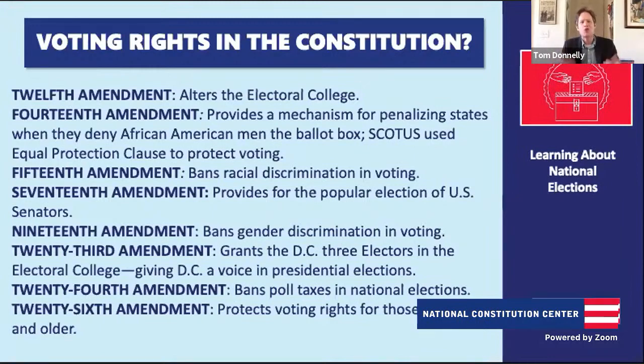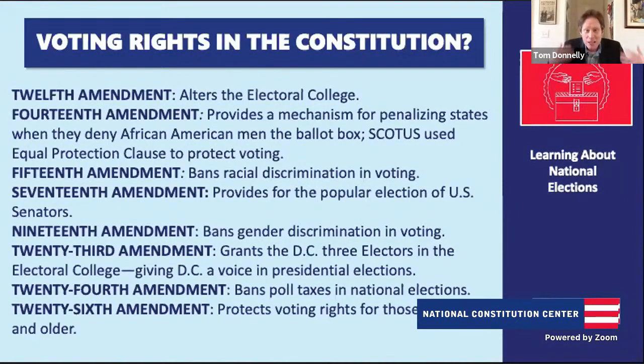Furthermore, some of these amendments grant new powers to the national government to help protect voting rights and define voting rights in certain contexts. And so we see enforcement clauses in the 15th, 19th, and 26th Amendments. So it's rebalancing that system of federalism, giving the national government a bit more power and taking some of that power from the states.